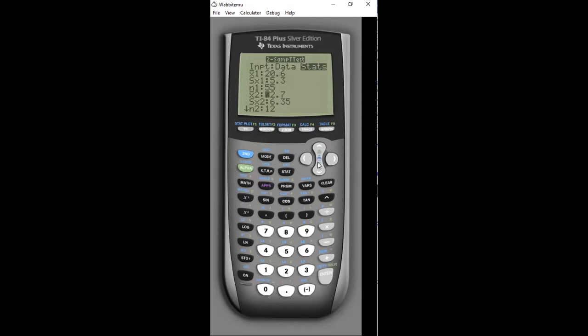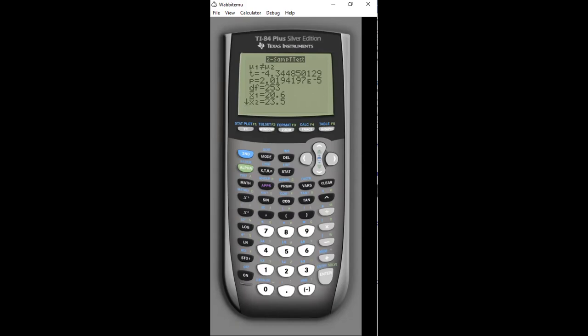Now x2 will be the non-athletic group: 23.5, the standard deviation is 4.1, and the sample size is 200. What are we testing? We are testing not equal to, so you need to choose this one. Remember, we always choose yes for pooled, so you choose yes and then calculate. Now you will get this result.